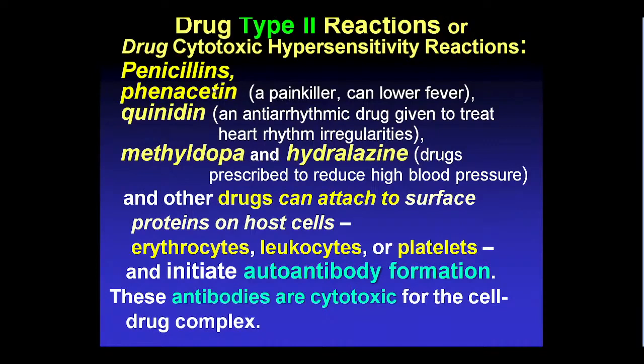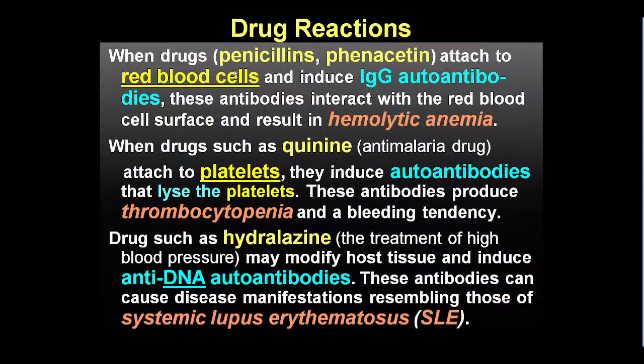Hypersensitivity type 2 may be associated with administration of many drugs, for example, penicillin, phenacetin, quinolone, methyldopa, which attach to the body's own molecules, making them antigenic. For example, penicillin and phenacetin attach to red blood cells and induce synthesis of immunoglobulin G autoantibodies that will lyse these red blood cells, causing hemolytic anemia. The second drug, quinine, an anti-malaria drug, attaches to platelets, causing formation of antiplatelet immunoglobulins that cause thrombocytopenia, lowering of the concentration of thrombocytes.